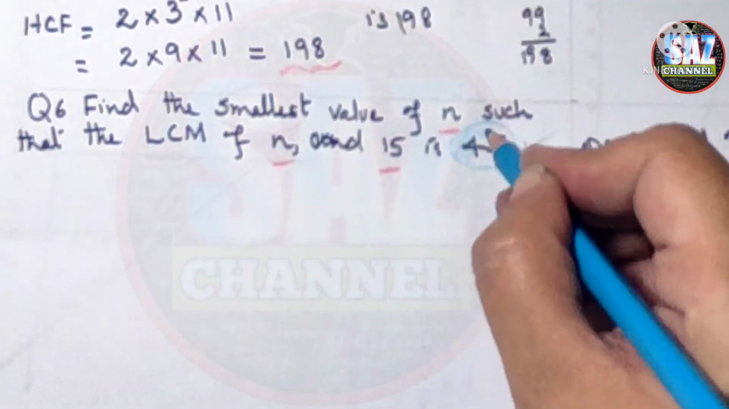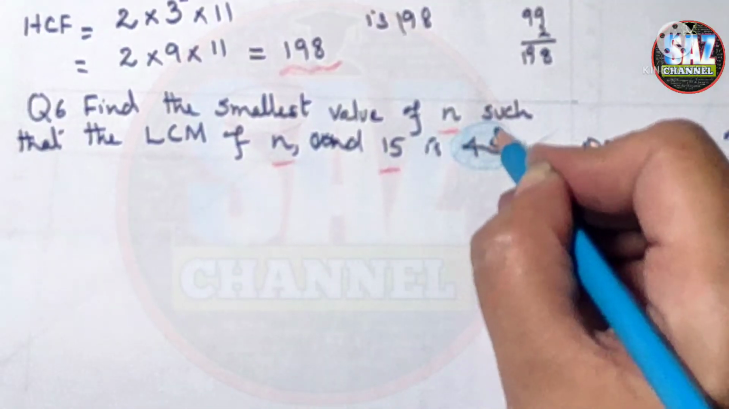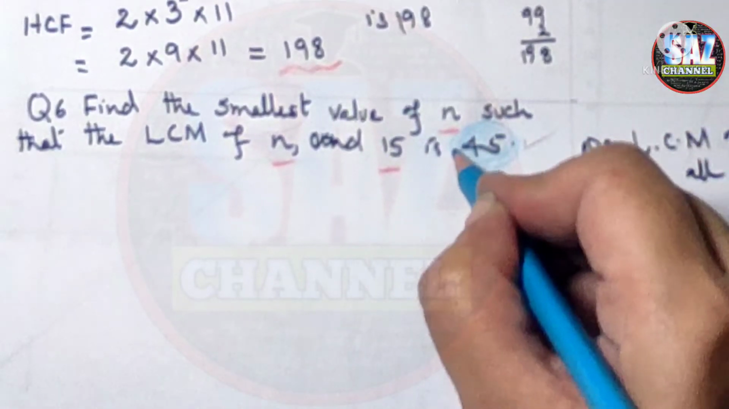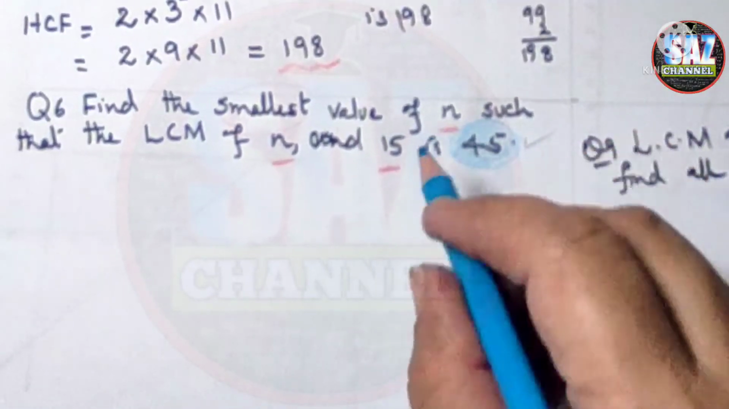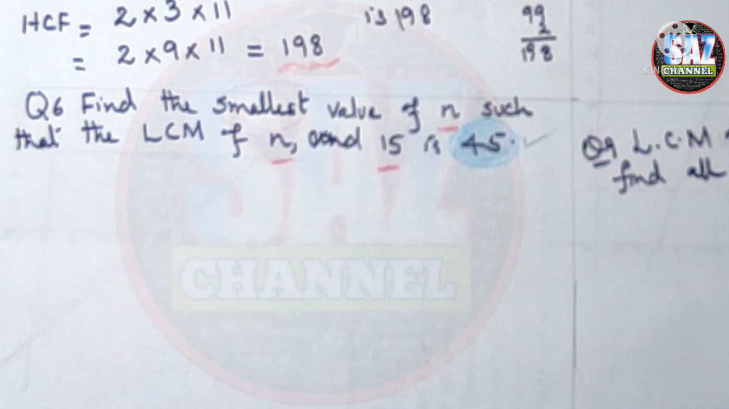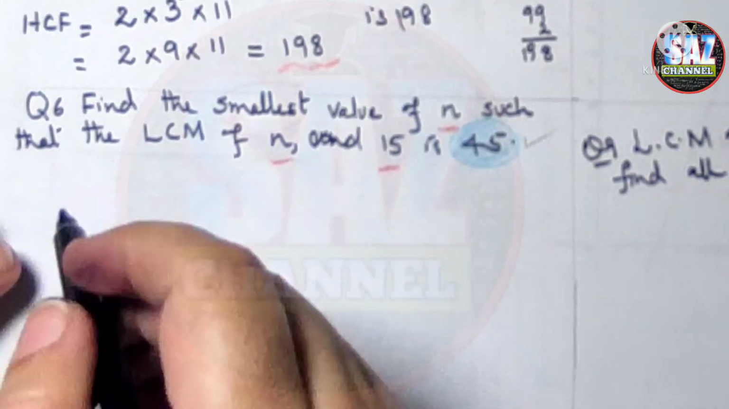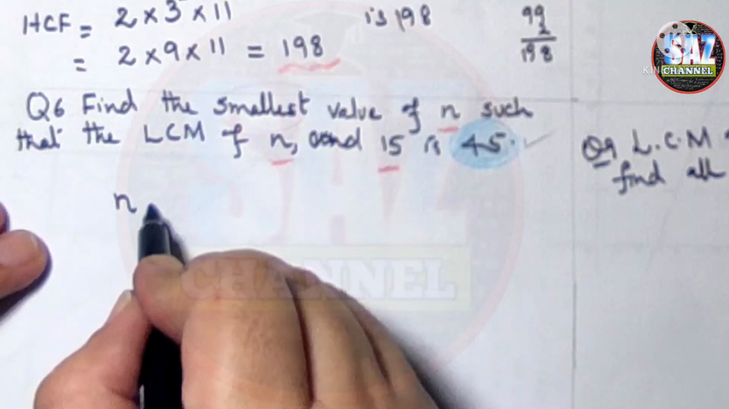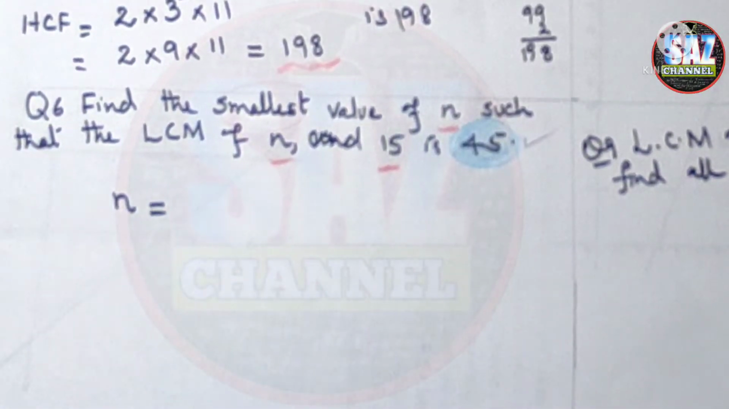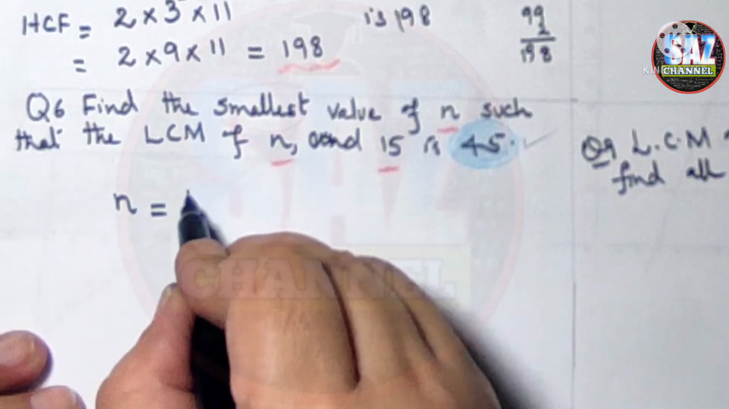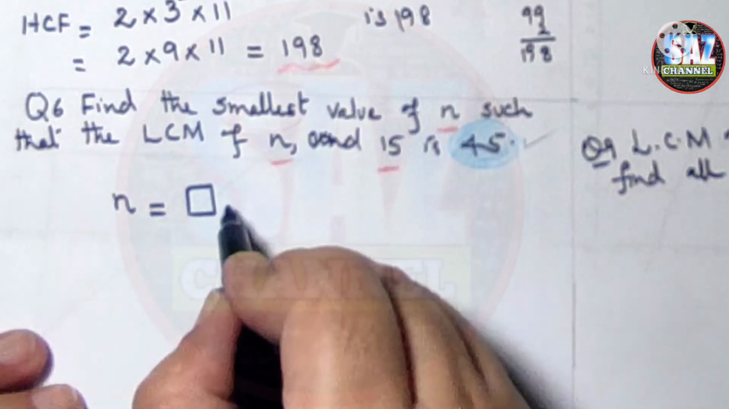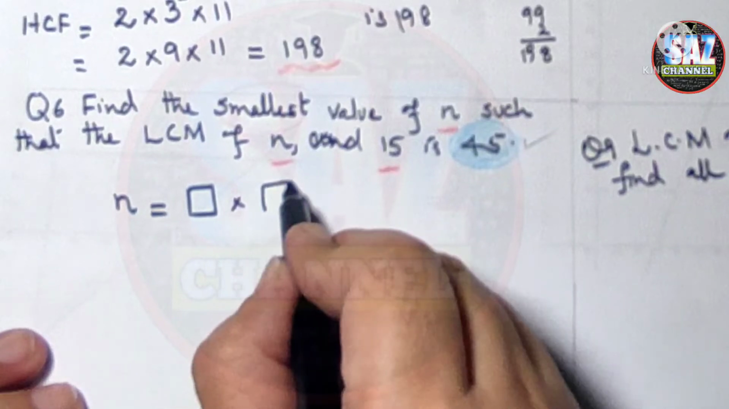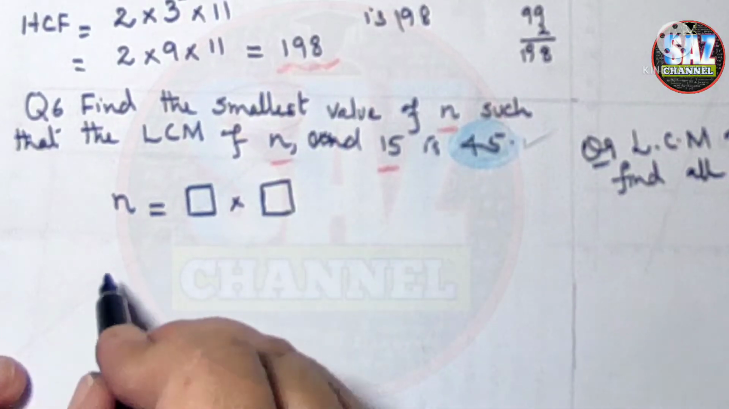45 is the LCM of two numbers, okay? And out of those two numbers, one of the numbers is n and one is 15. Now look, here you have to develop the thinking skill and visualization skill. One of the numbers is n, and n must have some prime factors.